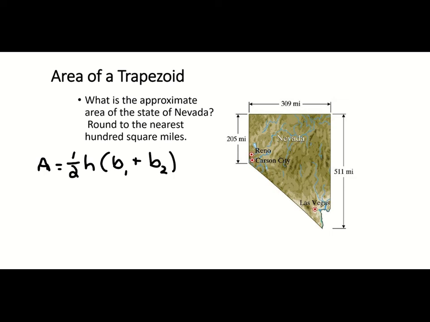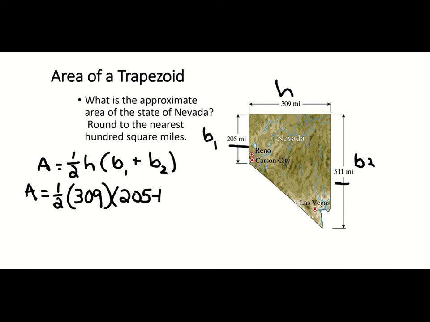Now we have a trapezoid here. It's the state of Nevada. So our 309 here is what connects the two bases. It connects the 205 and the 511. So this is going to be our height, and this is going to be base 1 and base 2. So we'll plug those into our formula, and we have 1/2 times 309 times 205 plus 511.